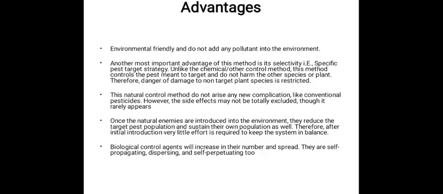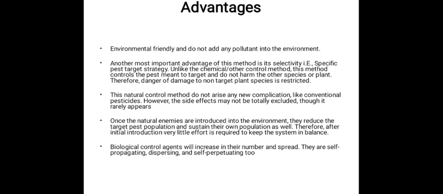Advantage: environmentally friendly and does not add any pollutant into the environment. Another most important advantage of this method is its selectivity, a specific pest target strategy. Unlike chemical and other control methods, this method controls the pest meant to be targeted and does not harm other species or plants. Therefore, danger or damage to non-target plant species is restricted. This natural control method does not give rise to any new complication like conventional pesticides. However, side effects may not be totally excluded, though it rarely appears.